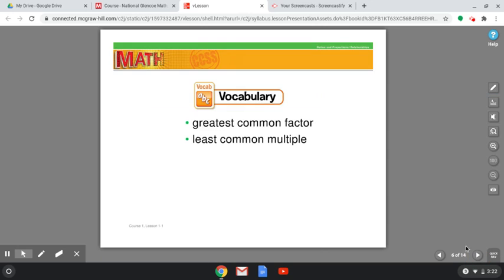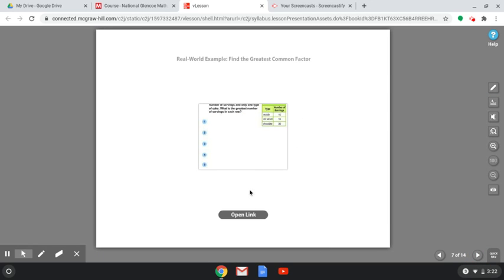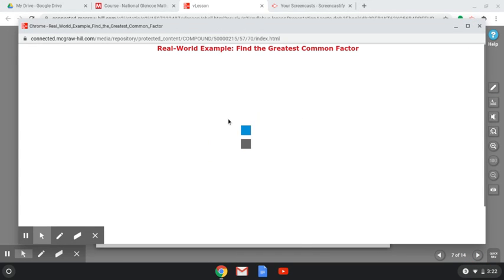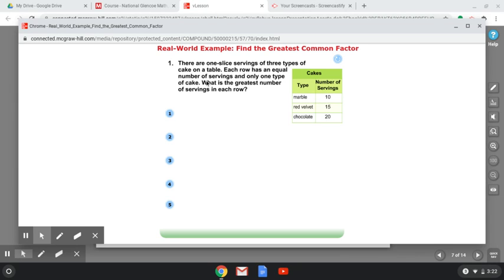The first one that we're going to do is kind of like a real world question. It says there's one slice servings of 3 types of cake. So you've got 3 different types of cake: marble, red velvet, and chocolate. And there are slices of these on a table, okay? You've got 10 slices of marble, 15 of red velvet, and 20 of chocolate. It says each row has an equal number of servings, but only one type of cake. So what's the greatest number of servings in each row?